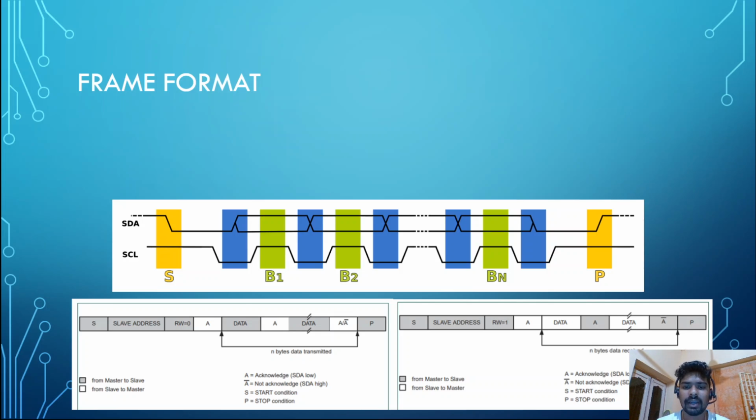For a master read, a start will be sent, followed by a 7-bit slave address, and then the read/write bit is set to 1, and the slave acknowledges that slave address. The slave sends 8-bit data if the master provides the clock, and then the master has to acknowledge that byte. For the last byte, the master sends a NACK followed by a stop condition.